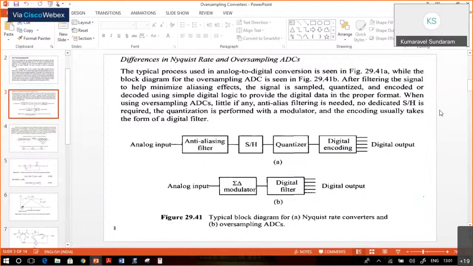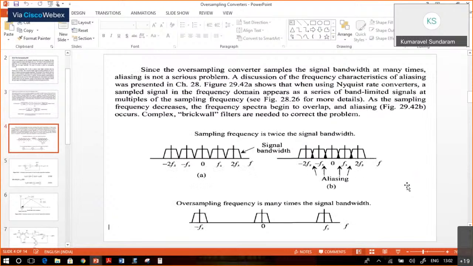In Nyquist rate converters, we require an anti-aliasing filter. In oversampling converters, we don't require an anti-aliasing filter, and we don't require a dedicated sample and hold circuit. The sigma delta modulator itself will perform the quantization. This is the sampling frequency. If it is 2 times, exactly at Nyquist rate, aliasing is going to be there. If oversampling, no aliasing is going to be there.